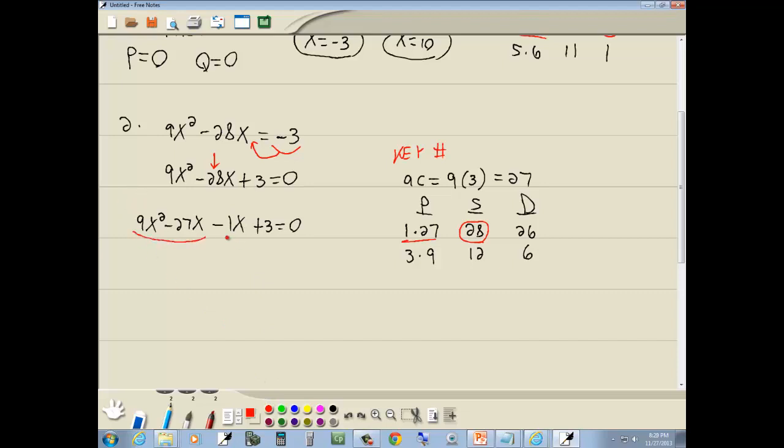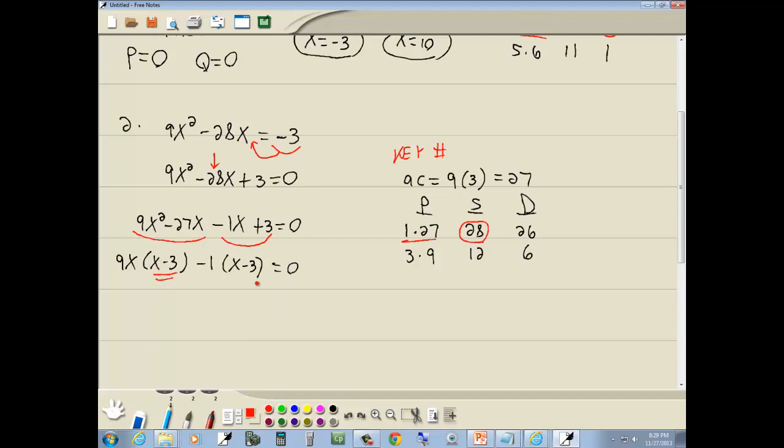Now we want to use factoring by grouping. Group the first two terms together, they have a 9x in common. And that gives us x minus 3. The last group doesn't have anything in common, but the first term is negative, so I'll factor out a negative 1. And that leaves us x minus 3.